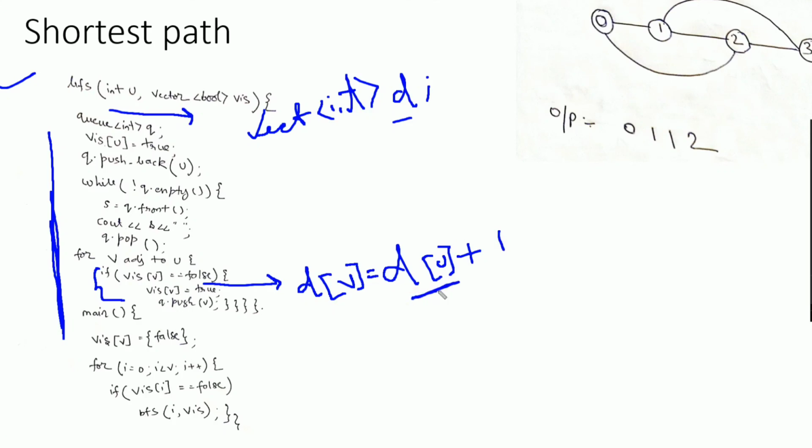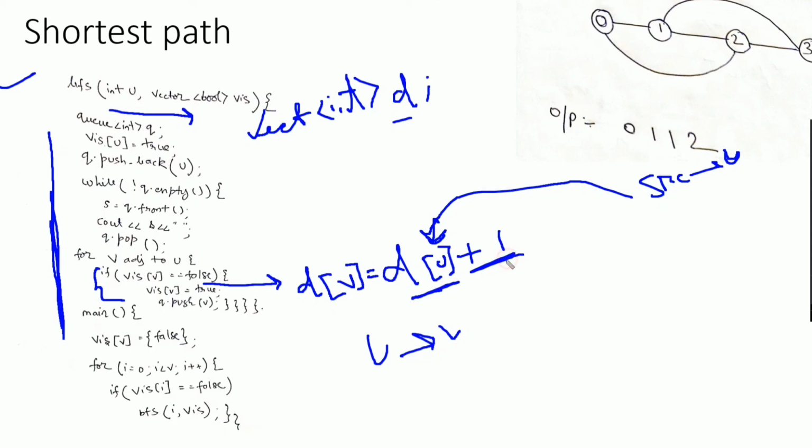This distance array is storing the distance between the source vertex and vertex U. This information is stored in the distance array, and this plus 1 is the edge connecting U and V. So the distance of U is the distance between the source vertex and vertex U. Implementing these two lines will turn the code into one that finds the shortest path in an unweighted graph. So this is all about it. Okay.